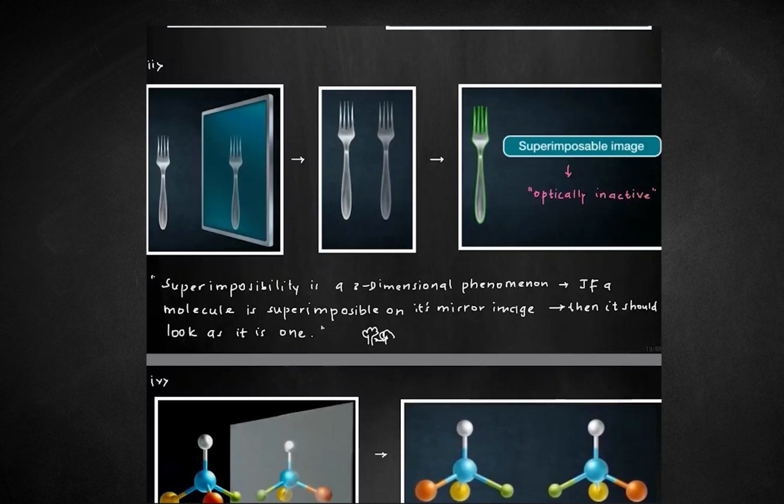Okay, so superimposability is a three-dimensional phenomenon. If the molecule is superimposable on its mirror image, then it should look as if it is one. I hope it is very clear to you. Now dear student, we have two methods to identify the optical activity of the molecule. Number one, straightforward, you take the molecule and put it in the polarimeter instrument. By using the instrument, you can check the optical activity. Second method, as we have just seen, take the molecule, take its mirror image, check whether it is superimposable or non-superimposable. If they are superimposable, the molecule will be optically inactive, and if they are not superimposable, then the molecule will be optically active.